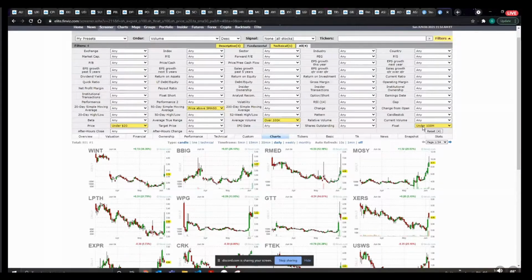But if you don't have that patience, or you don't want to play the swings over the course of a year or several months or several years, you're going to want things that will move a bit faster. So that's why that's in there.